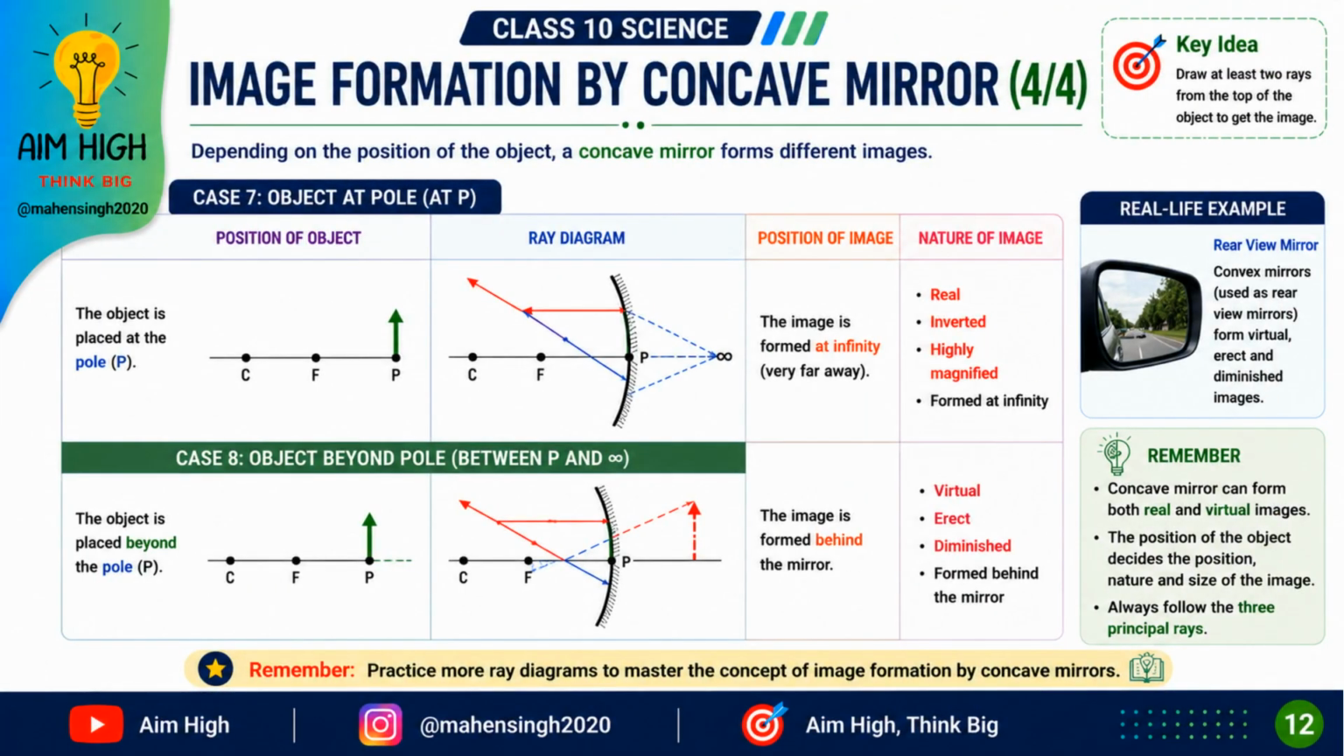To summarize, the position of the object relative to the mirror's components dictates the nature and size of the resulting image. Always follow the three principal rays to master these diagrams.